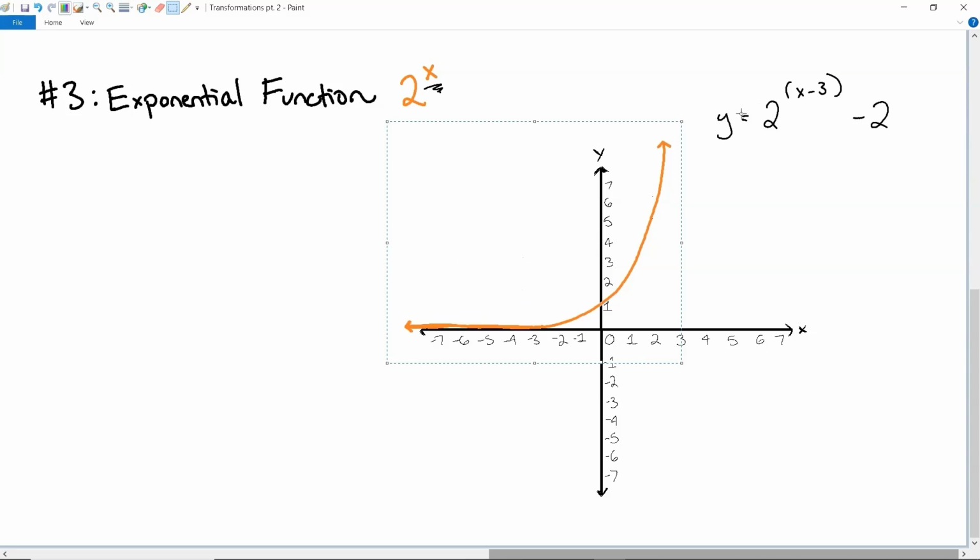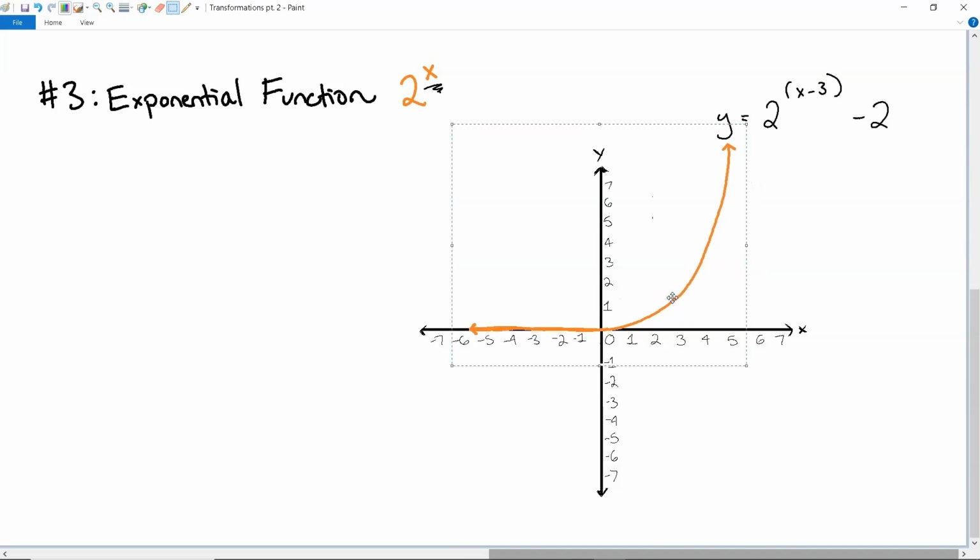Okay, so we've moved 3 units to the right. And I'm actually going to base the change on my y-intercept, because when x equals 0, y equals 1. So in this case, when x equals 3, y should equal 1. And that's kind of what I'm basing the shift on. Because 3 minus 3 would be 0, and 2 to the 0 should give me a 1. Then I have a vertical shift down by 2 units.